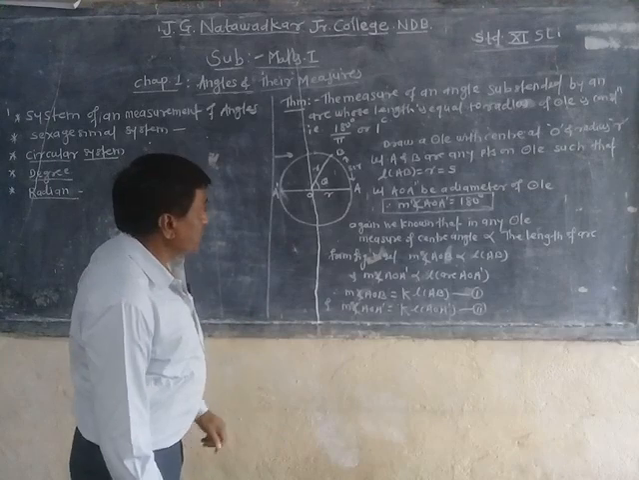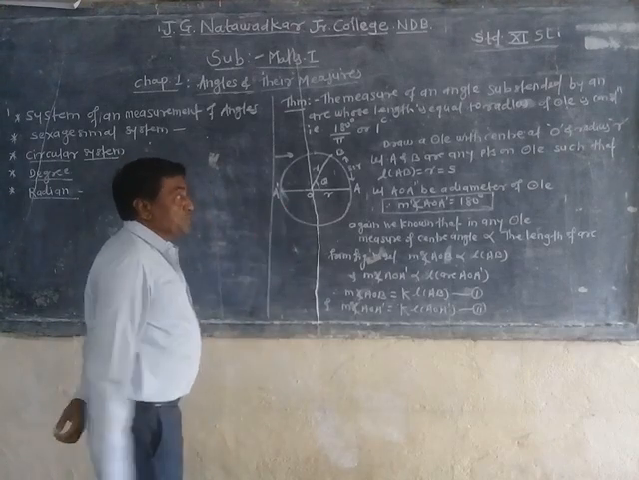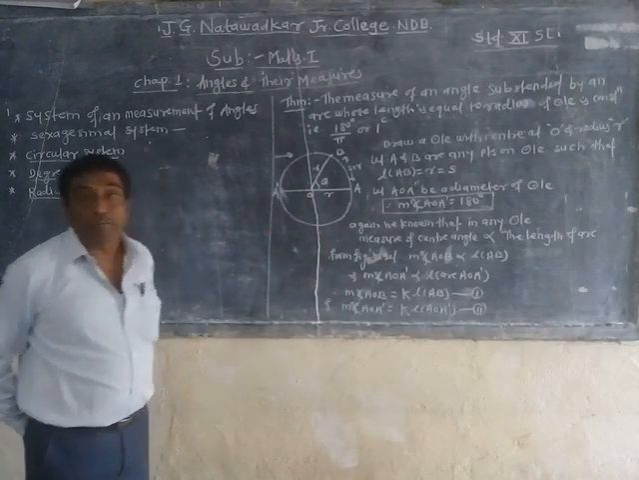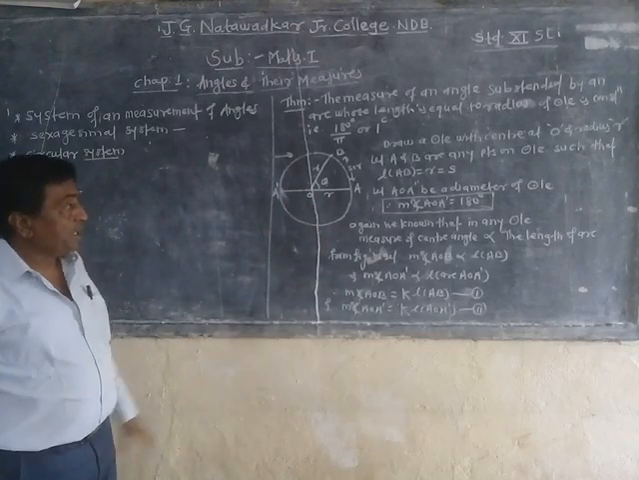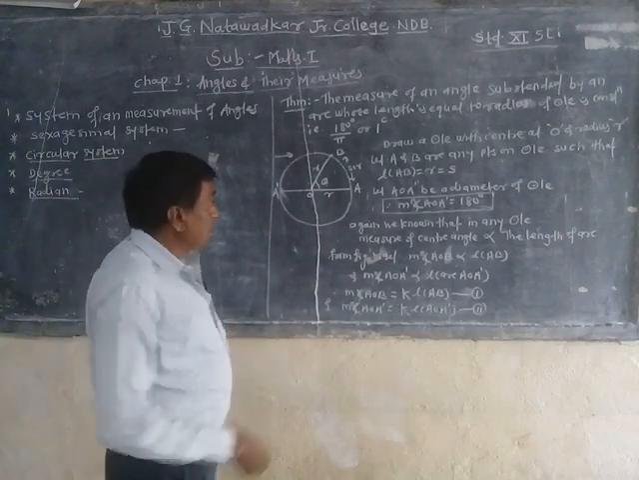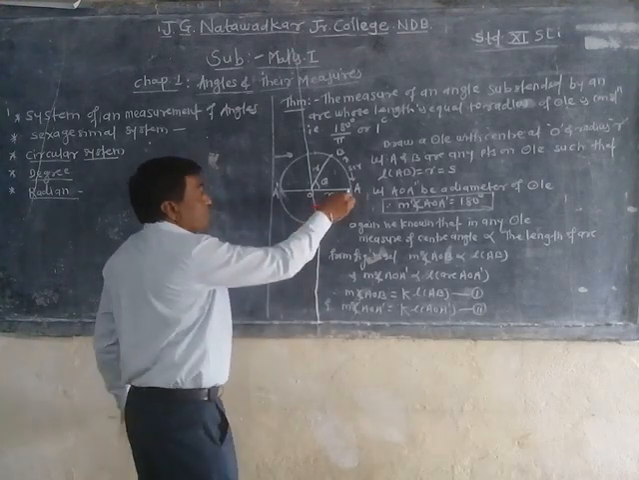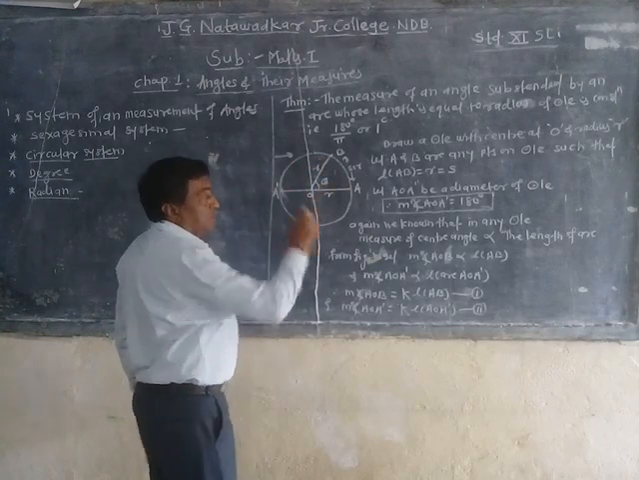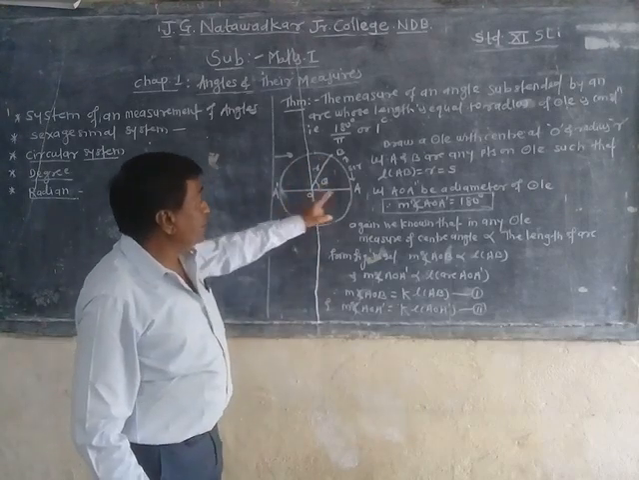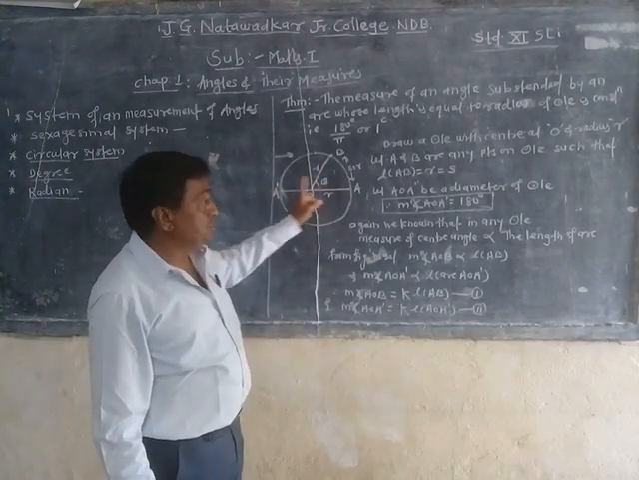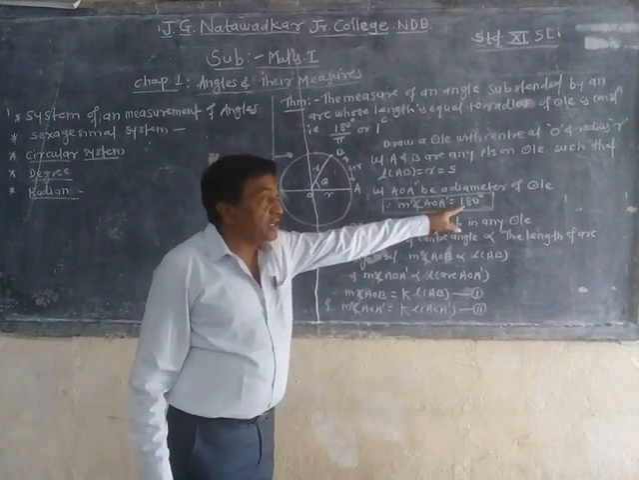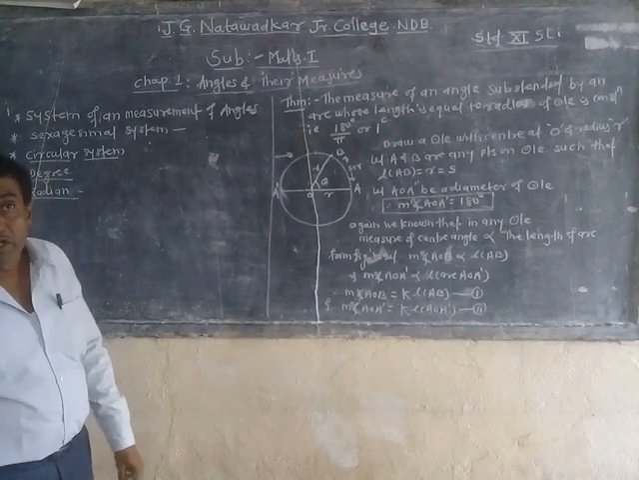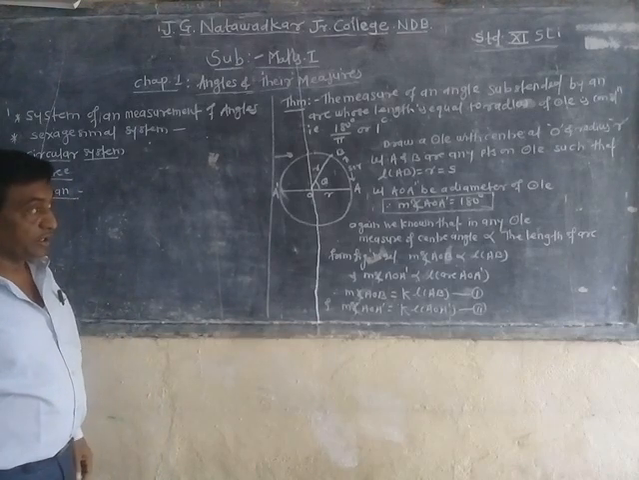After this, in this figure we observe that A, O and A dash are on the diameter of the circle. And if it is a diameter of the circle, then the measure of this directed angle AOA dash is equal to 180 degrees, because it is a half circle, and the measure of a half circle is always 180 degrees.